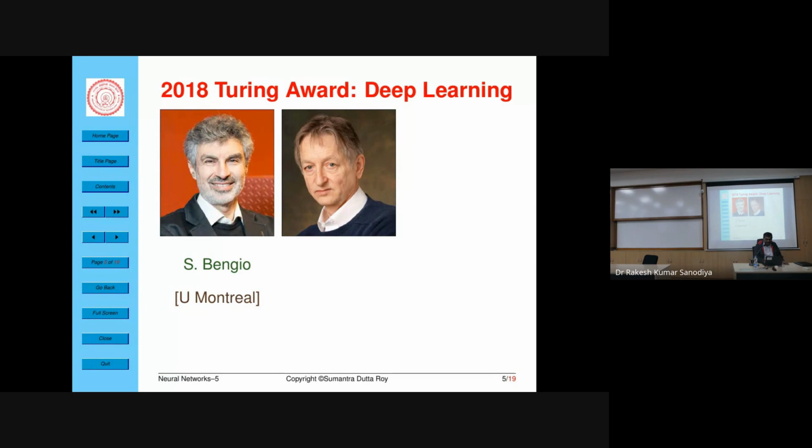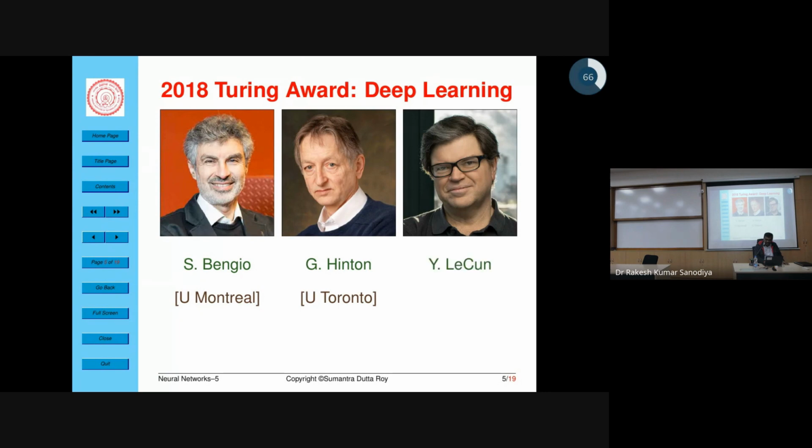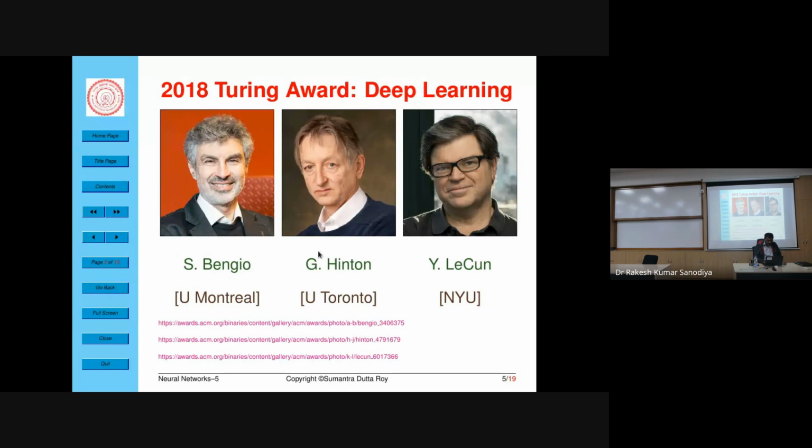So the 2018 Turing Award went to these three people: Yoshua Bengio, Geoff Hinton, and this gentleman, Yann LeCun. In fact, if you remember a little bit of the history of that particular point in time, while Bengio was looking at applications, Hinton was trying to develop some bit of theory. Look at Yann LeCun. So this is the 1990s, which is somehow the peak period of traditional machine learning.